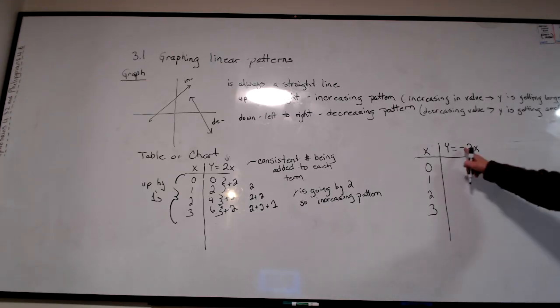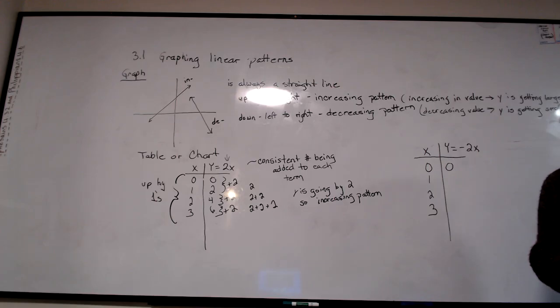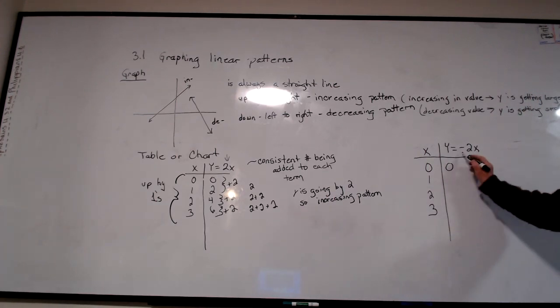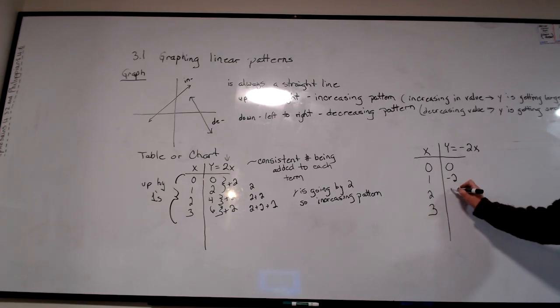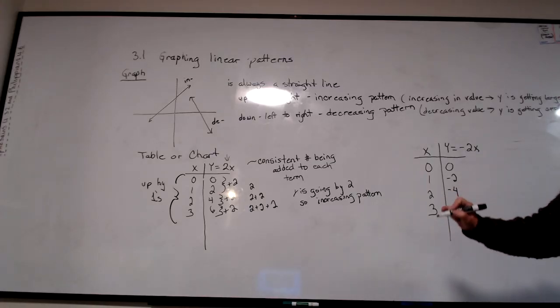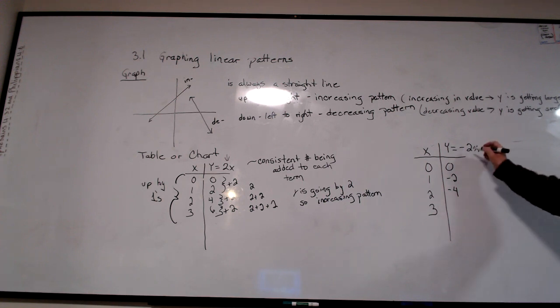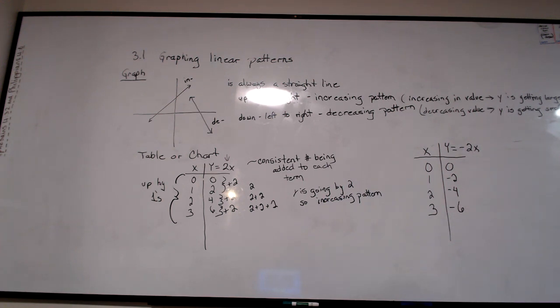Okay, so here, -2 times 0 is still 0. Doesn't matter what I multiply 0 by, I'm going to get 0. -2 times 1 is -2. -2 times 2 is -4. Good review on multiplication by negative numbers. -2 times 3 is -6. They look similar to that one.